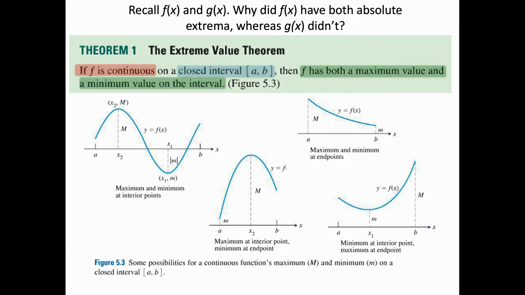But what this is showing you is how your maximums and minimums can exist at the endpoints or at what's called an interior point. Essentially an interior point is any point between your endpoints. And it can be combinations. So you could have one absolute extremum at an endpoint and the other one at an interior point. These are just examples of the different types of extrema.